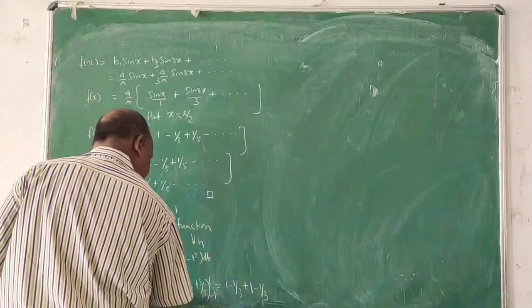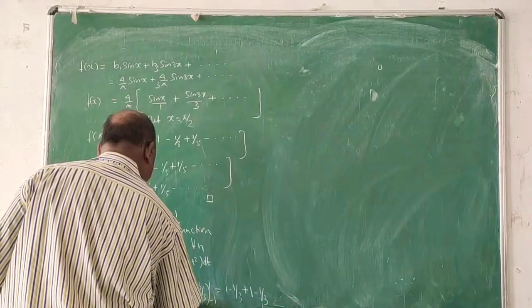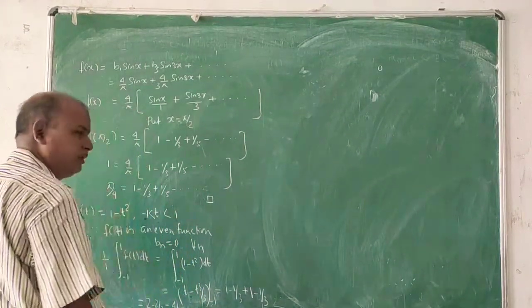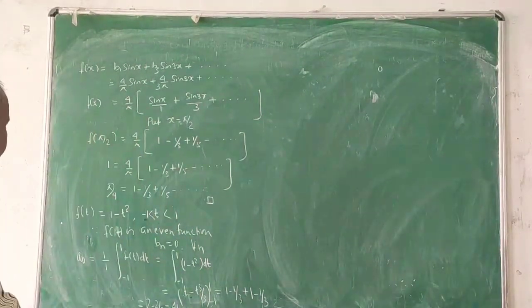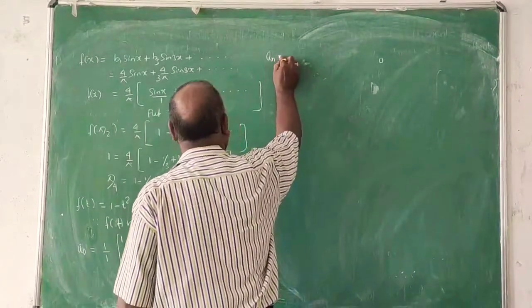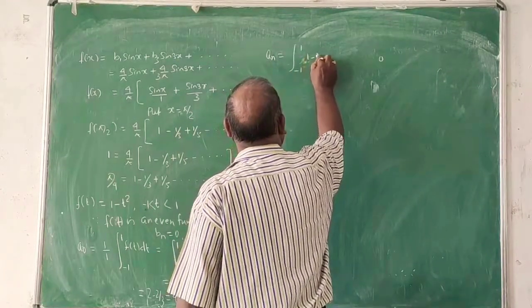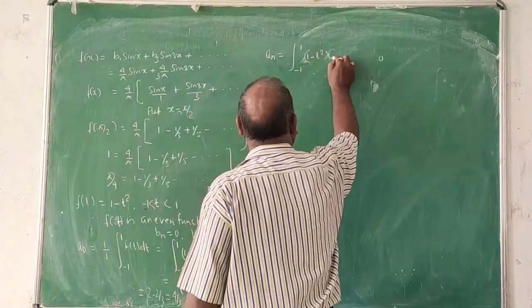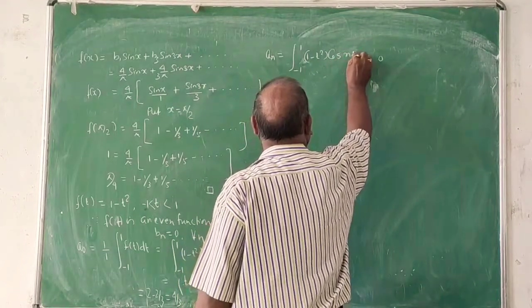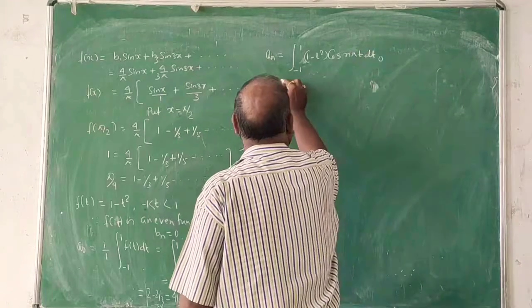So this becomes 2 minus 2 by 3, which is 4 by 3. Okay? That is 4 by 3. The value of A naught is this. Let me calculate what is A n. 1 by C into integration of minus 1 to 1, 1 minus t square into cos of n pi t by C into dt.